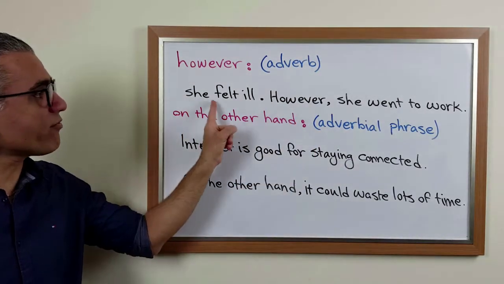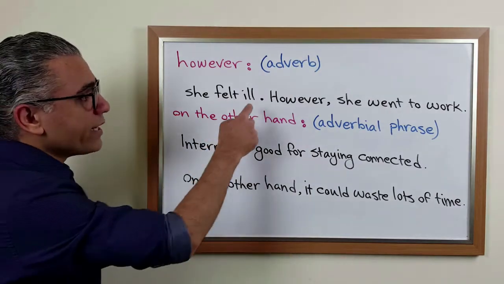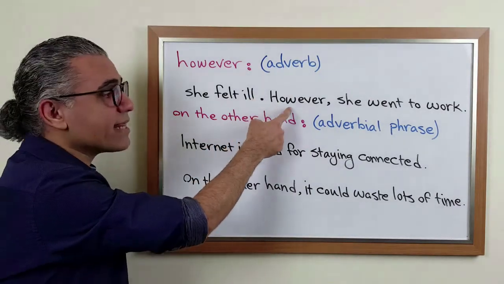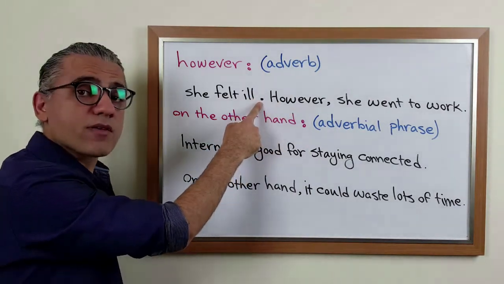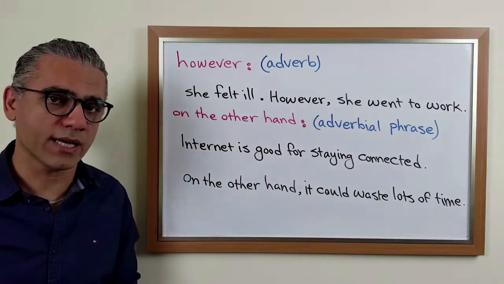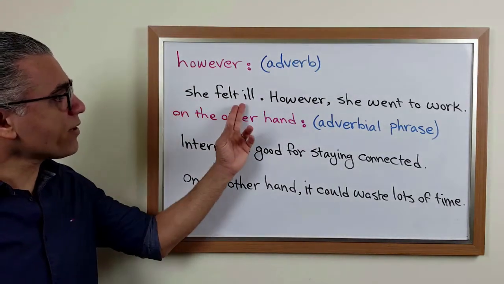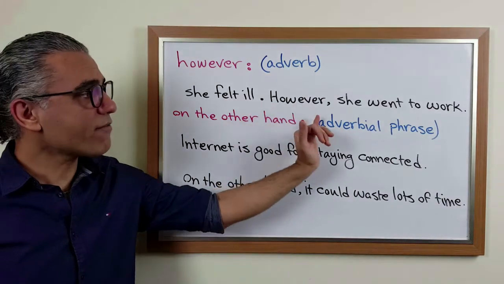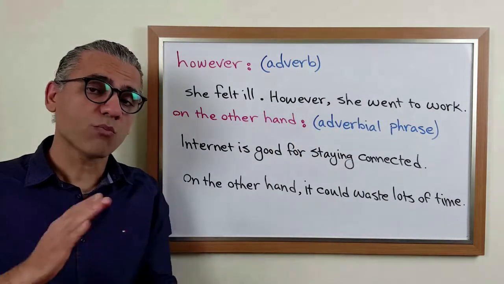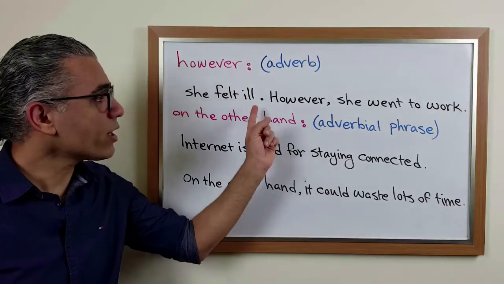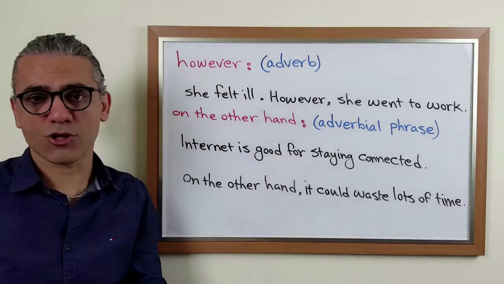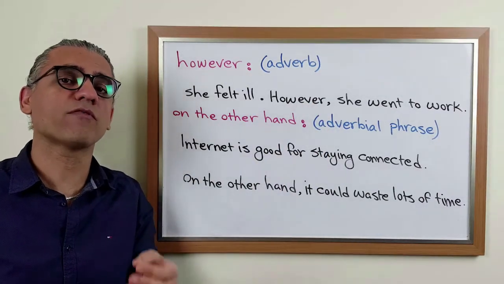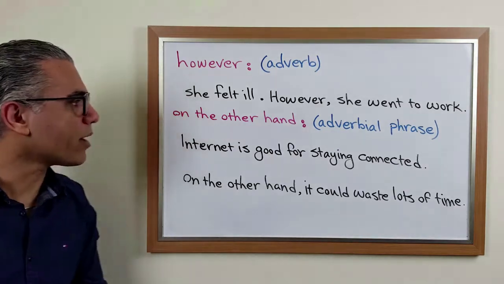Look, she felt ill. We need to finish this sentence and then use however. So this is a full stop. This cannot be a comma anymore. She felt ill, the end of the sentence. However, she went to work. And remember, before and after however, we always have punctuation. This punctuation could be in the form of a full stop or a comma.